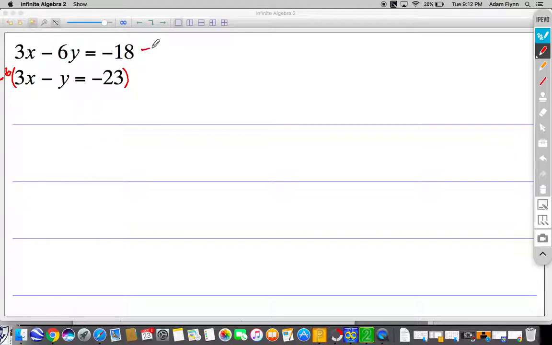So when I do that, I'll rewrite my top equation. For my bottom equation, I'll have negative 18x plus 6y equals 138. Negative 23 times negative 6 is 138.